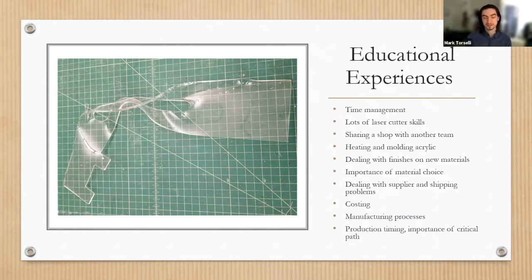We had some supplier and shipping problems, as I'm sure everyone has had experience with. Things ship late, they get delayed. The supplier switches the material on you without telling you, and suddenly you have a bunch of useless material you just paid for that you can't use. All that kind of fun stuff. The costing, like Ben already talked about, the manufacturing process of streamlining everything to make it as efficient as we could, and production timing.